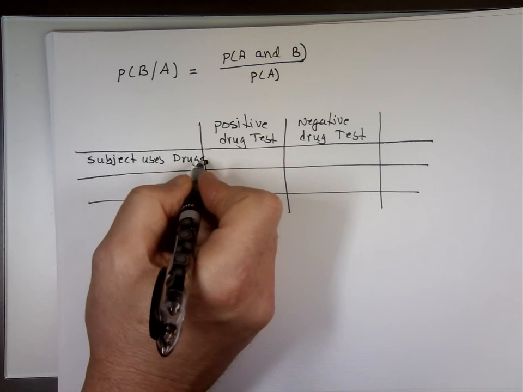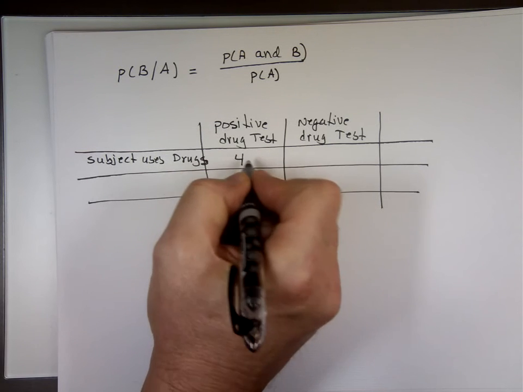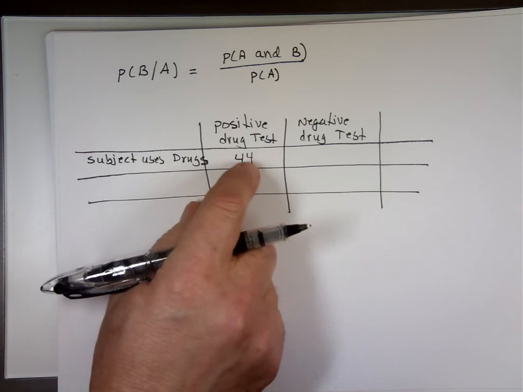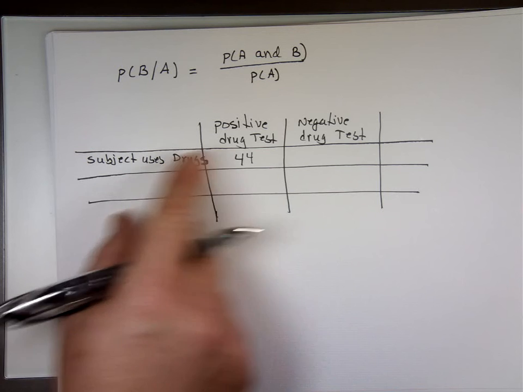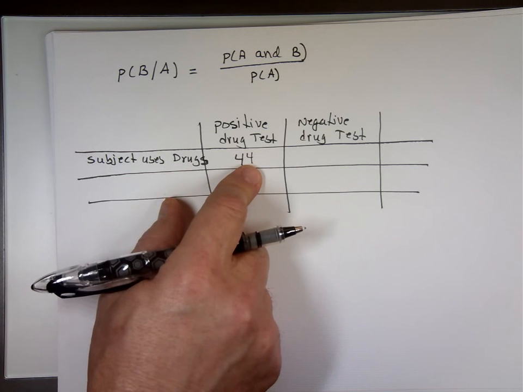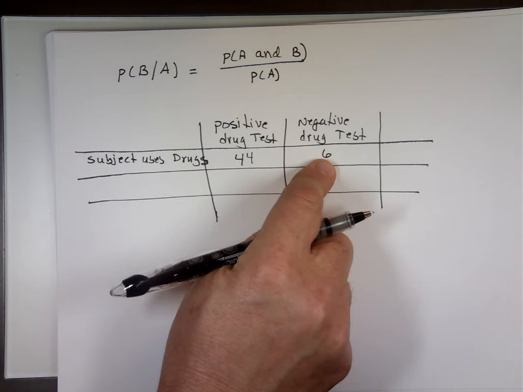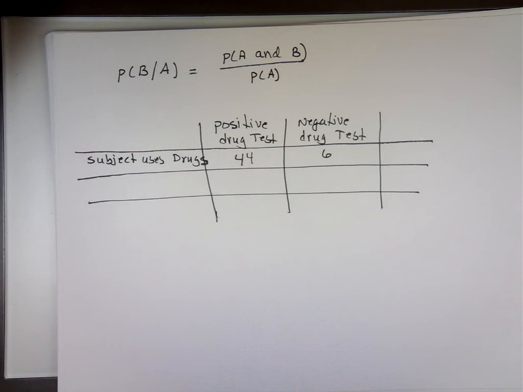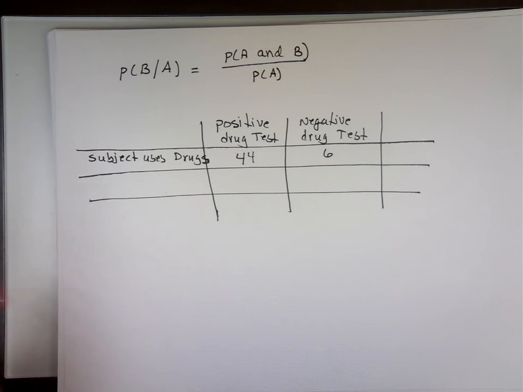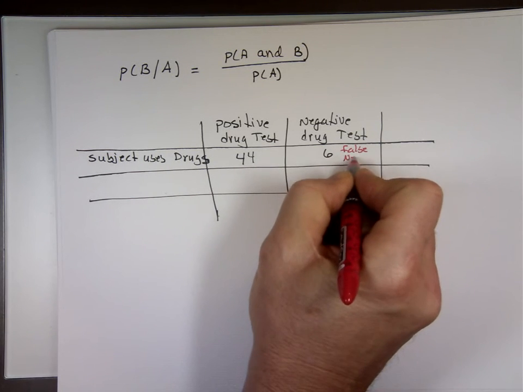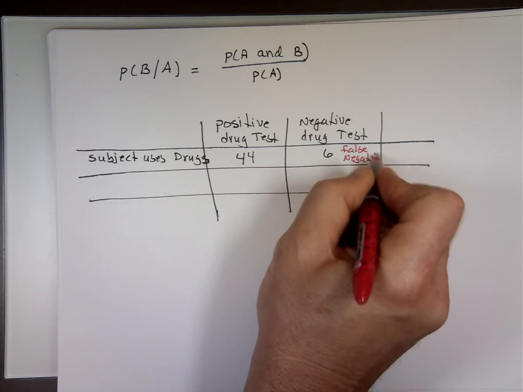44 of them came out positive. We call that true positive. The person uses drug, the test says, yes, you do use drug. That's a true positive. 6 people, the test came out negative. They used drug, but the test came out negative. That's known as what? False negative. Because they are users, the test came out negative. So this is false negative. The first one we said true positive.